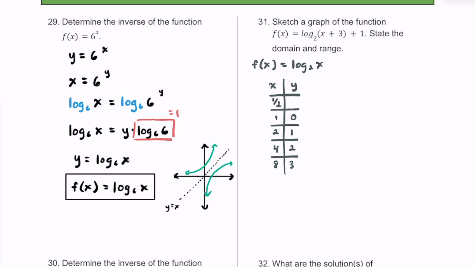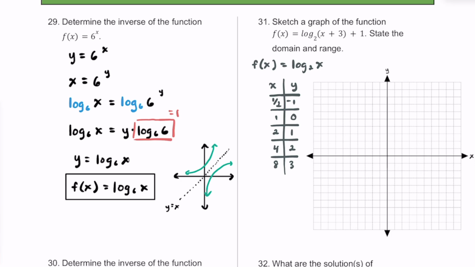We can say if x is a half, then log base 2 of 1/2 would be negative 1. So just looking at the parent function, we would have some points we can go ahead and plot. So half comma negative 1 would be right about here. 1 comma 0 is going to be our x-intercept. 2 comma 1 over here in quadrant 1. 4 comma 2. And then 8 comma 3.